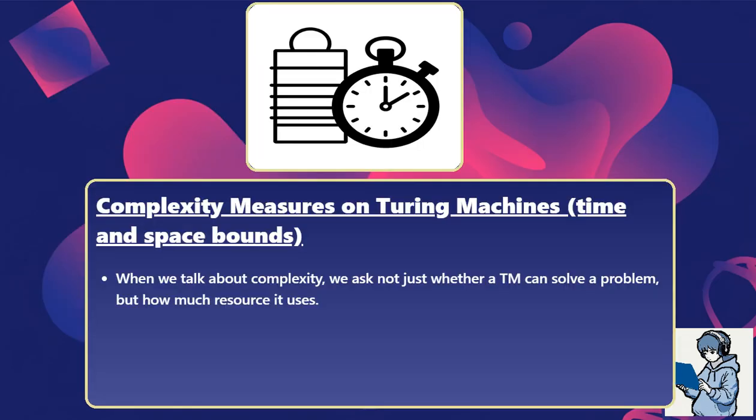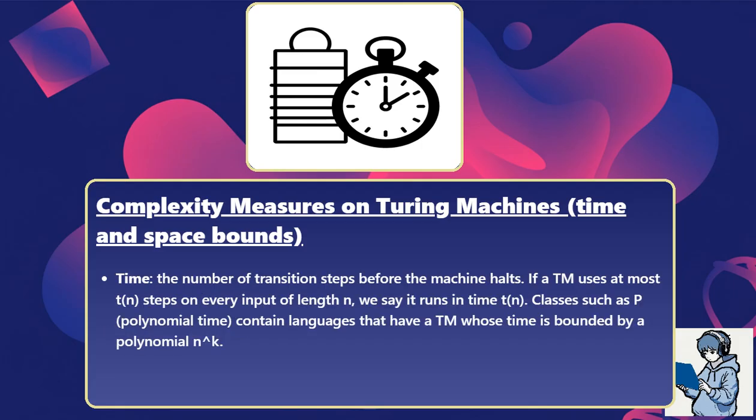When we talk about complexity, we ask not just whether a TM can solve a problem, but how much resource it uses. Two main resources are time, the number of transition steps before the machine halts. If a TM uses at most t(n) steps on every input of length n, we say it runs in time t(n). Classes such as P, polynomial time, contain languages that have a TM whose time is bounded by a polynomial in n.